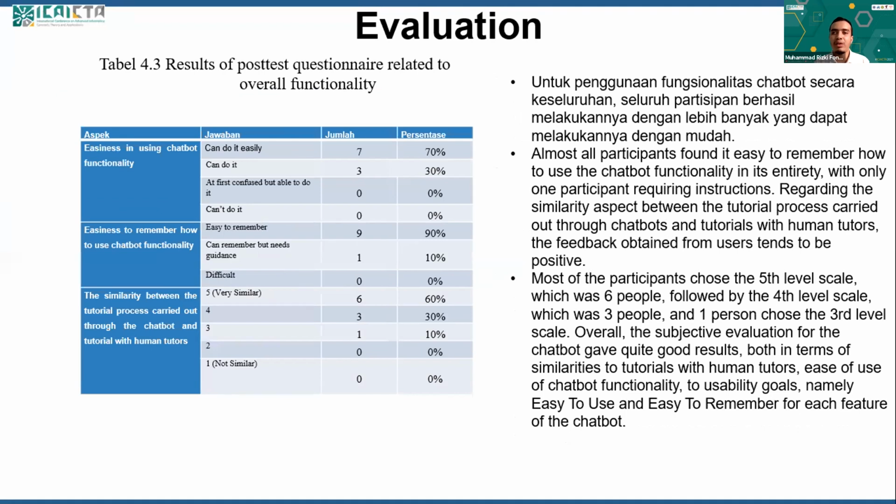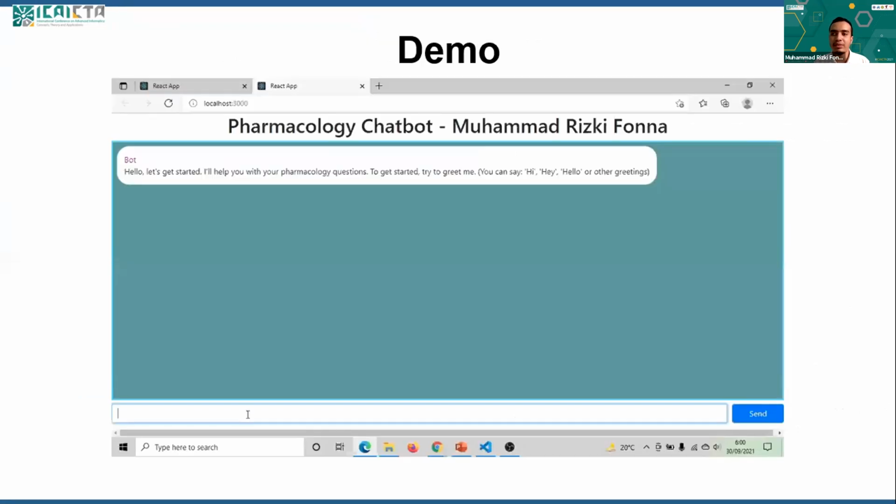And then this is about the overall functionality. They think that our chatbot is easy to use and easy to remember, and the tutorial process carried out through our chatbot is similar to the tutorial carried out with human tutors.